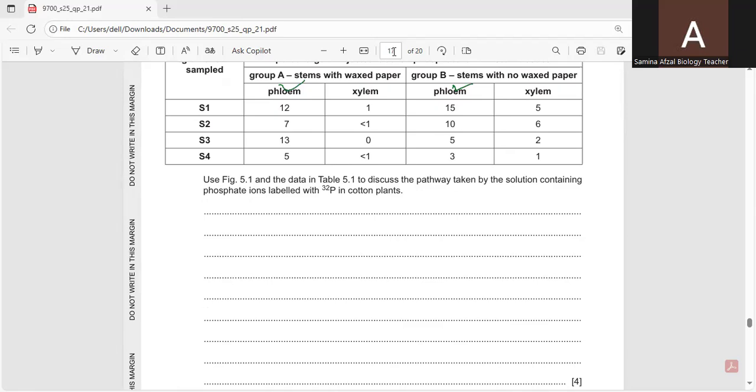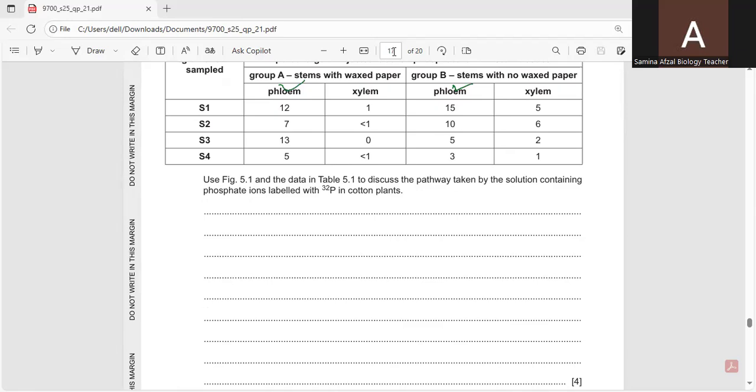The percentage in the xylem is significantly higher in group B than in group A. So the waxed paper prevents transfer. The higher reading in group B's xylem proves that the phosphate is transferred laterally from the high concentration phloem into the xylem for recirculation.